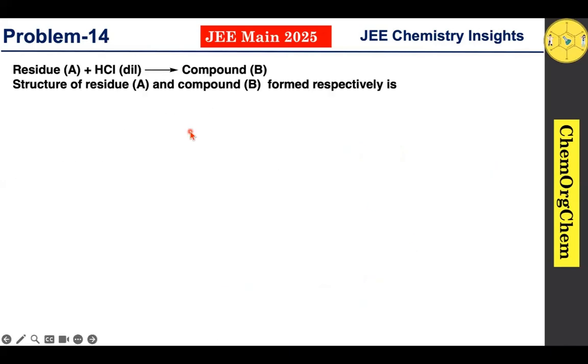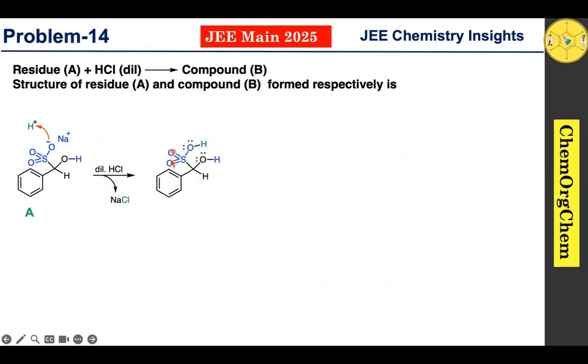So let's move on. Now this residue A reacts with dilute hydrochloric acid. We know that dilute hydrochloric acid means H plus. Now this O negative charge takes the H plus ion. As a result, sodium chloride kicks off, which produces this corresponding intermediate. We know that oxygen has two lone pairs of electrons. Particularly this hydroxy group is going to be involved in this reaction. Now this oxygen lone pair of electrons attacks the H plus ion. As a result, protonation takes place, which produces this intermediate.